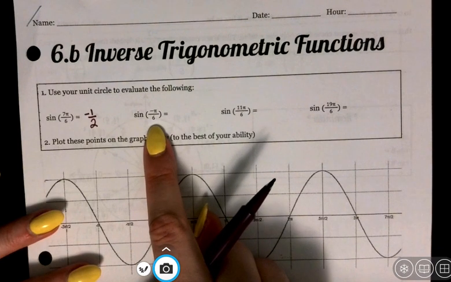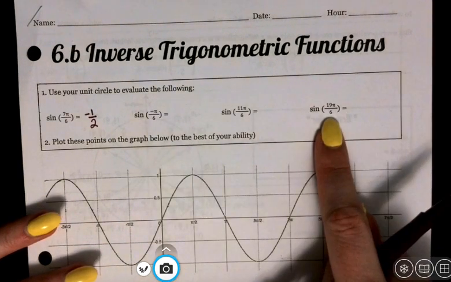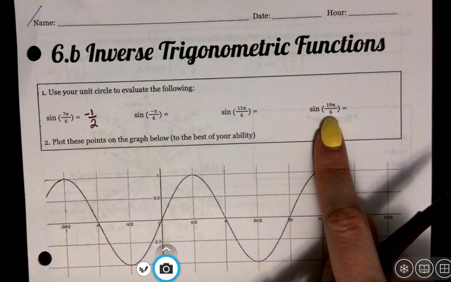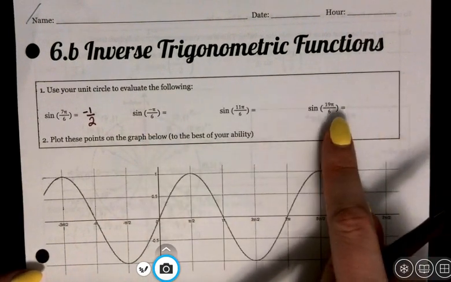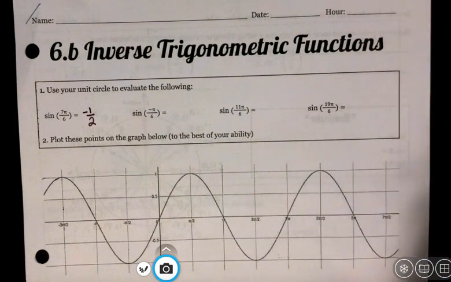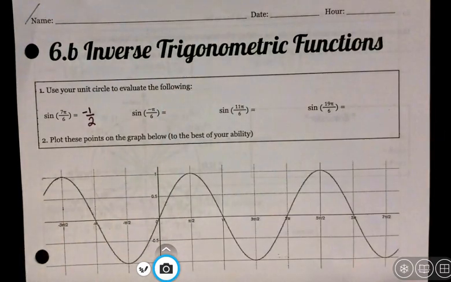But if we have something that is too small, like this one, or too large, like this one, we have to fix it by adding 2 pi or by subtracting 2 pi until we get an angle that's on the unit circle, and then we can find all those values. You can pause this video and find those, because I'm going to write the answers down in about 2 seconds.